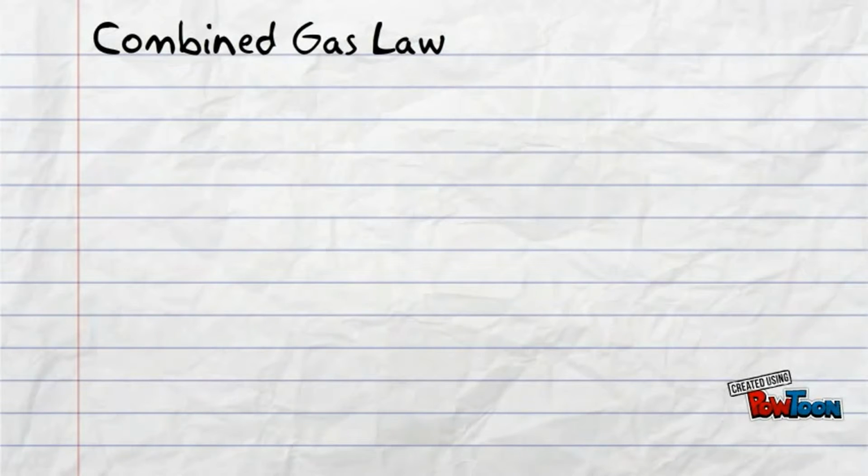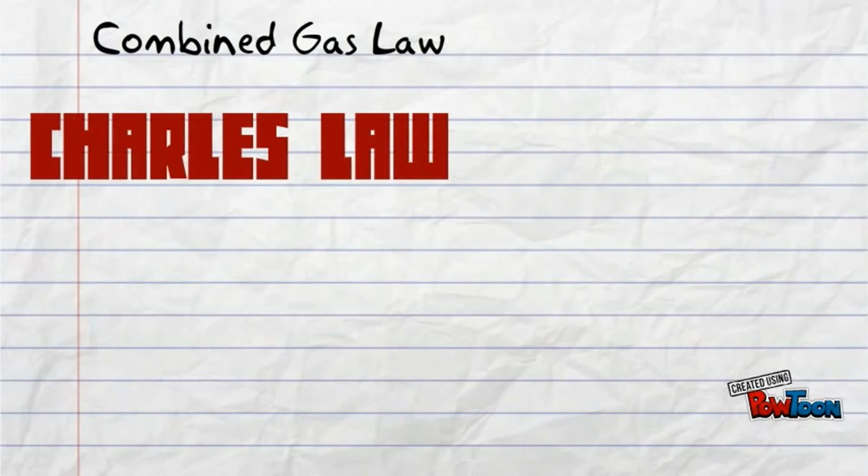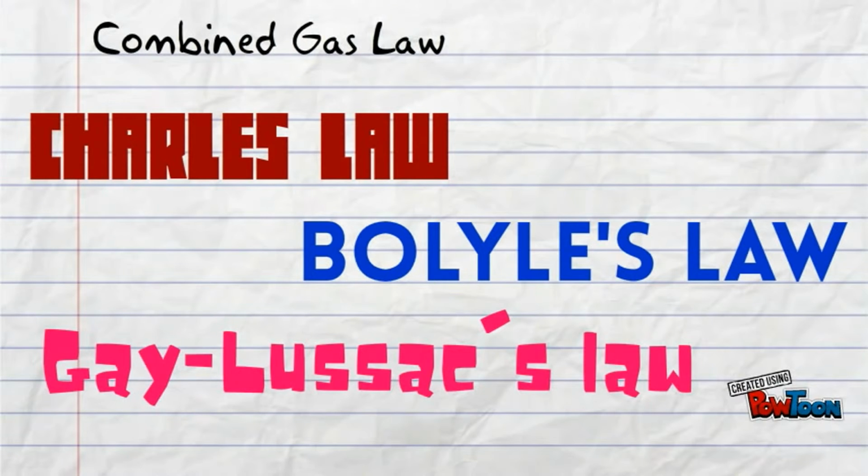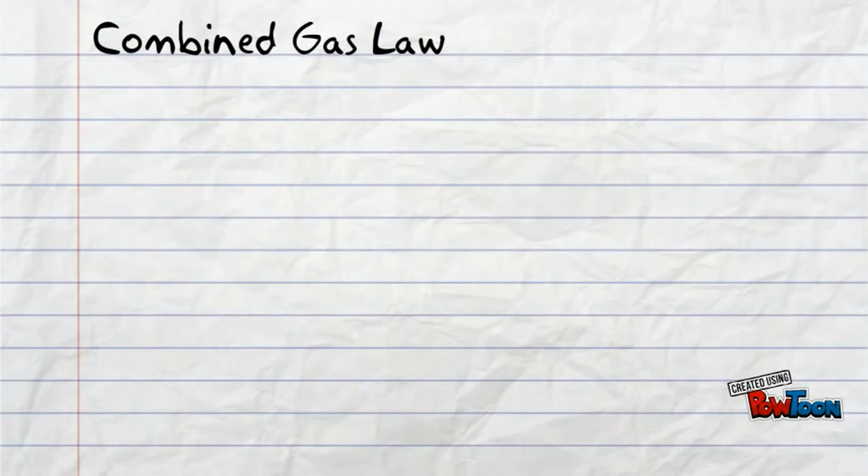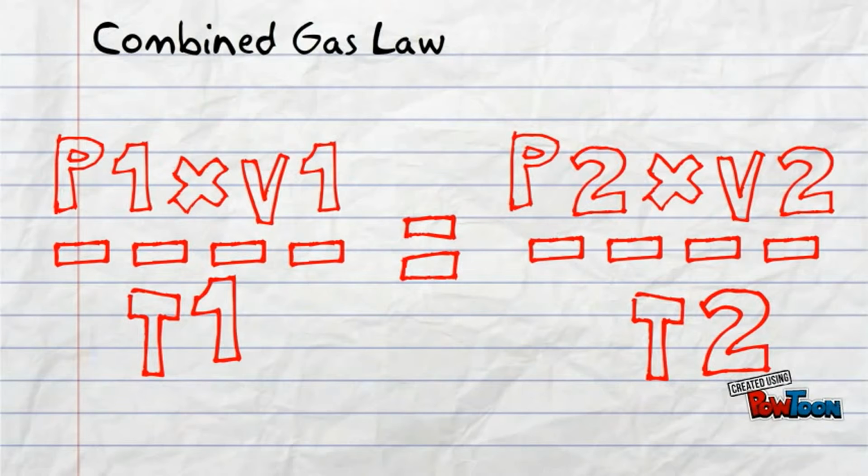Combined gas law. The combined gas law is a combination of Charles' law, Boyle's law, and Gay-Lussac's law. This law states that the ratio between the pressure-volume product and the temperature of a system remains constant, which means that gas volume, pressure, and temperature usually undergo changes simultaneously. Mathematically, this is stated as P1 times V1 over T1 is equal to P2 times V2 over T2. In this equation, P is pressure, V is the volume, and T is the temperature.